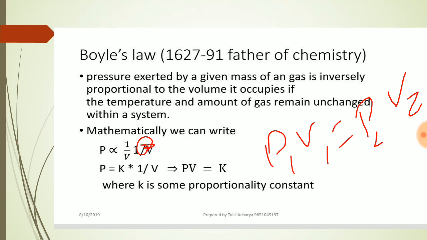P1 V1 is equal to P2 V2, because P1 and V1 is also constant and P2 and V2 is also constant. They are same constant. Because of that, P1 V1 can be written as P2 V2. So if you have to remember the Boyle's law, then you have to remember P is inversely proportional to V at constant temperature. Don't forget to say at constant temperature, or you can say P1 V1 is equal to P2 V2 at constant temperature. Boyle's law is always applied at constant temperature.